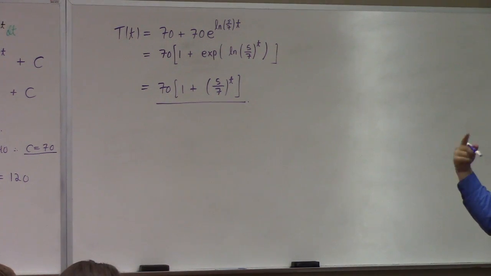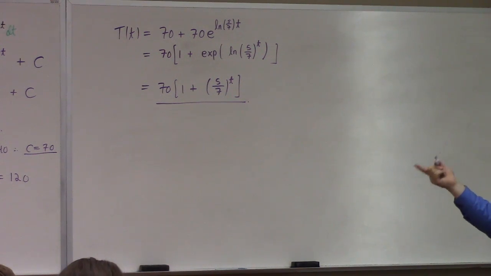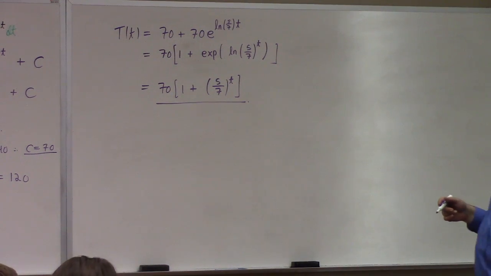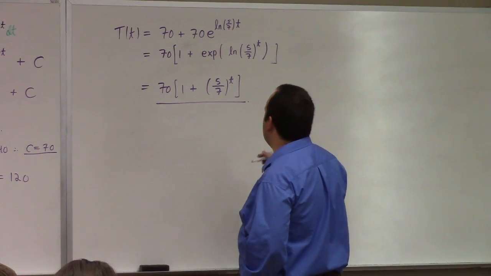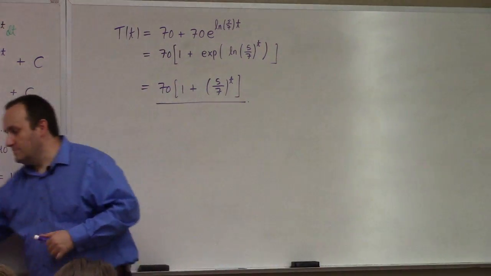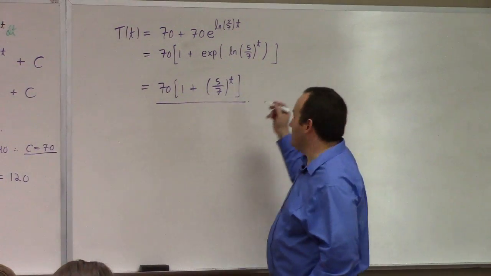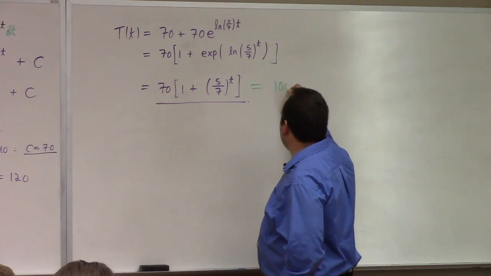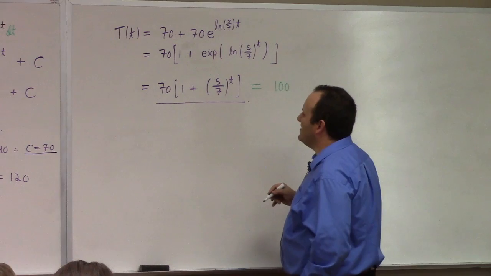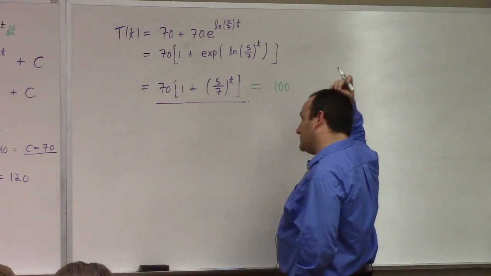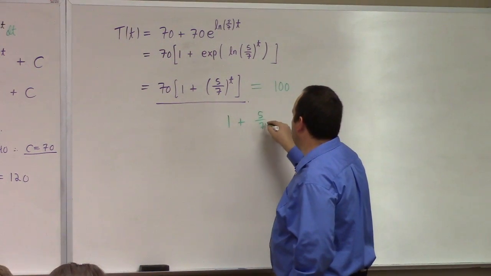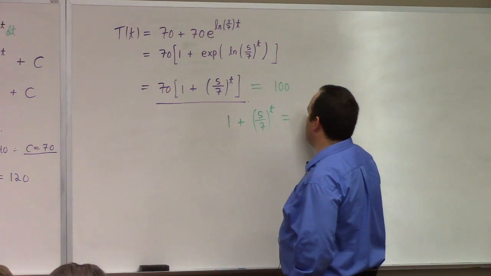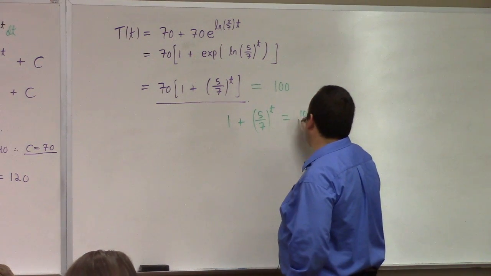As time goes to infinity, what happens? The temperature of the coffee goes to 0. When is the coffee cooled off to like 100 degrees? How would you figure that out? If you wanted to figure out when the coffee is cooled to 100 degrees, maybe you like to drink your coffee at 100 degrees, I don't know, I have no sense of it, then you'd have to solve this, right? So you'd solve 70 times 1 plus 5/7 to the t is equal to 100, so 1 plus 5/7 to the t is 100/70.